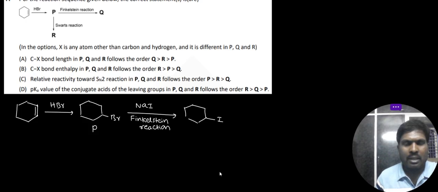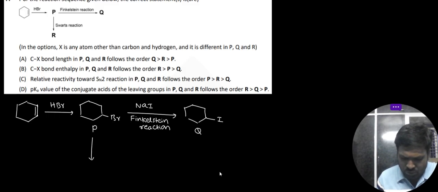With sodium iodide, this is actually the Finkelstein reaction, where alkyl chloride or alkyl bromide is converted into alkyl iodide. So now cyclohexyl bromide will be converted into cyclohexyl iodide. This is the Finkelstein reaction. This is Q.